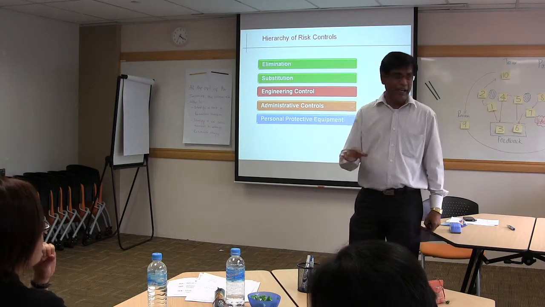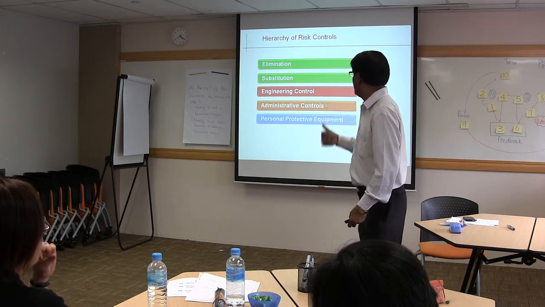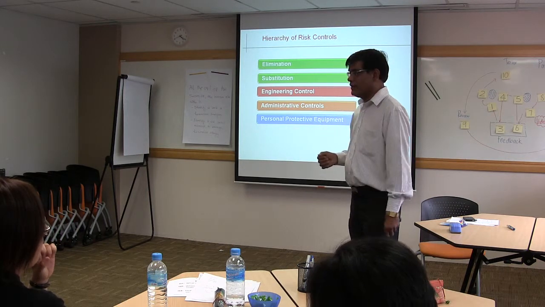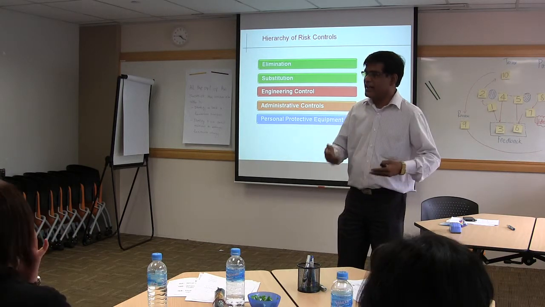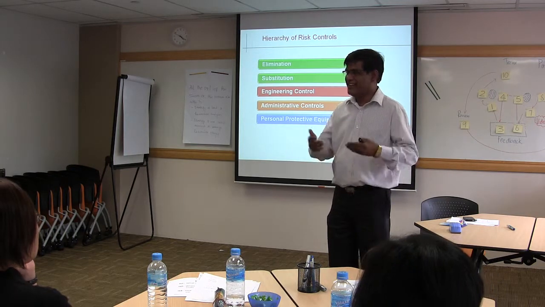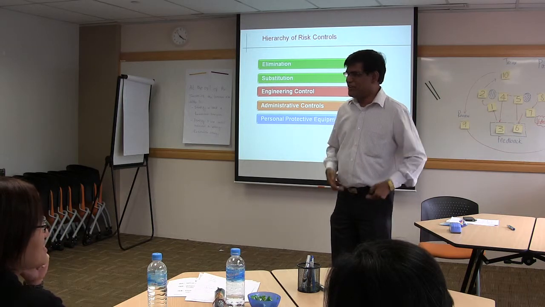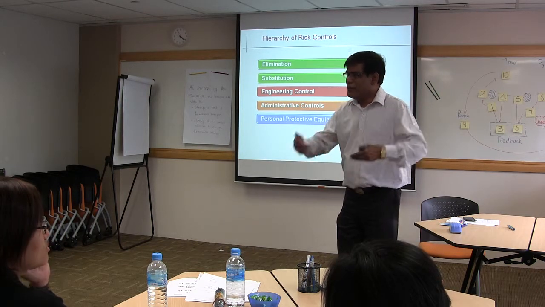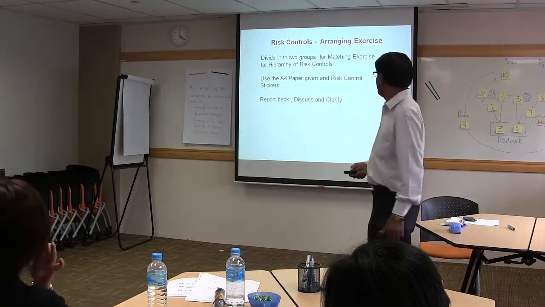So in our daily life, we apply the five-level hierarchy strategy here. Risk control measures: can I ask everybody to say again? Elimination. Substitution. Engineering control. Administrative control. PPE.